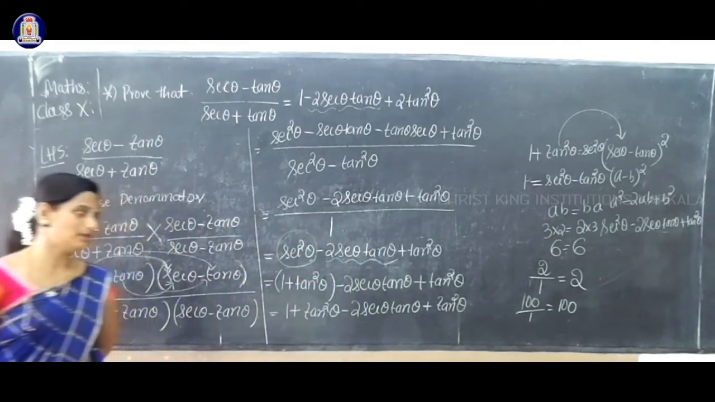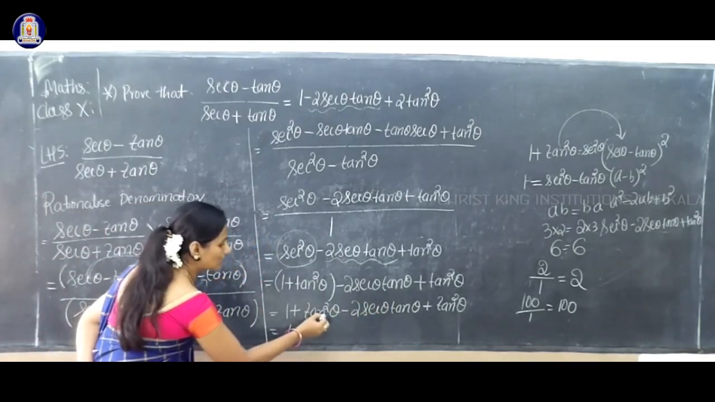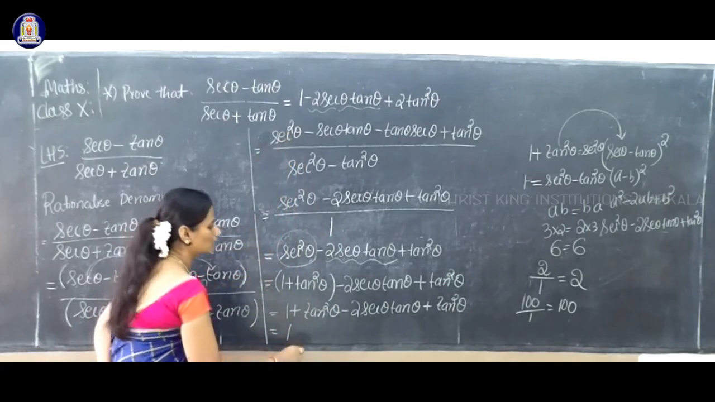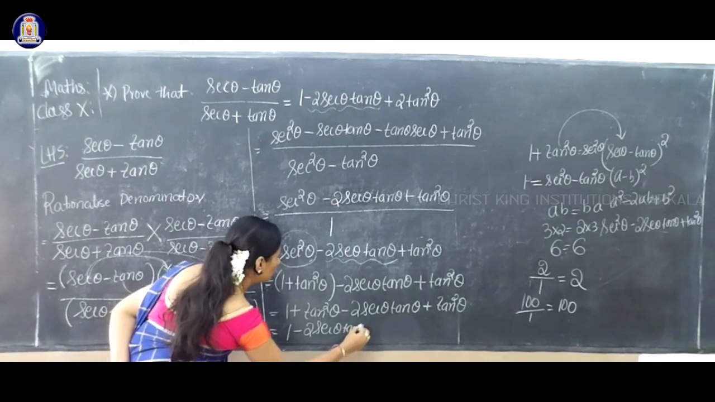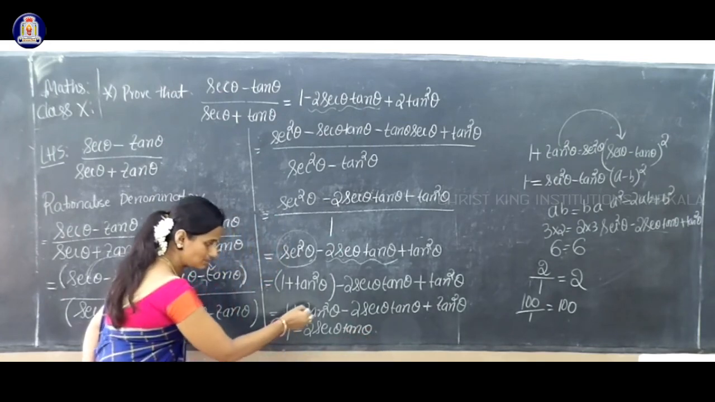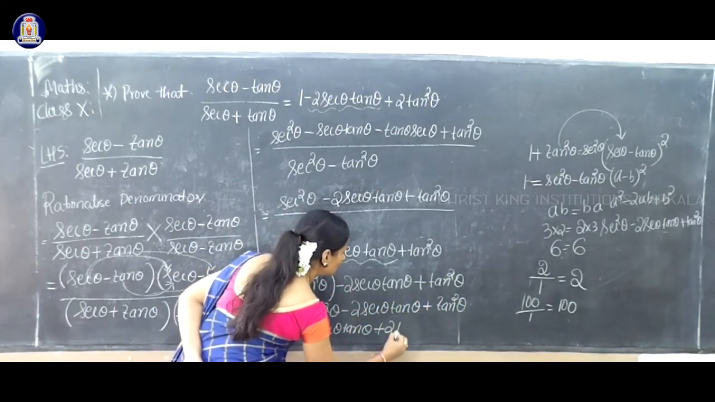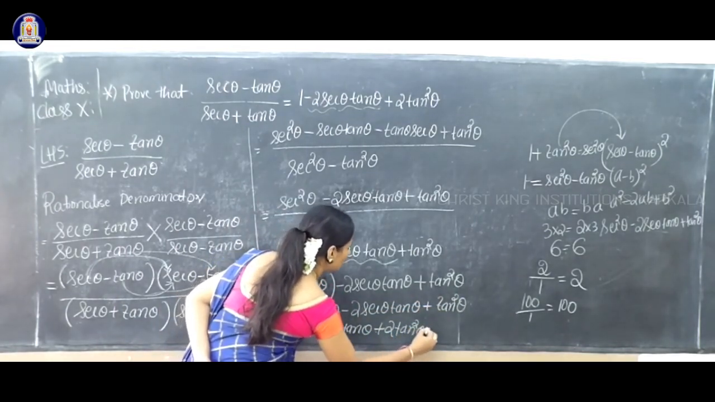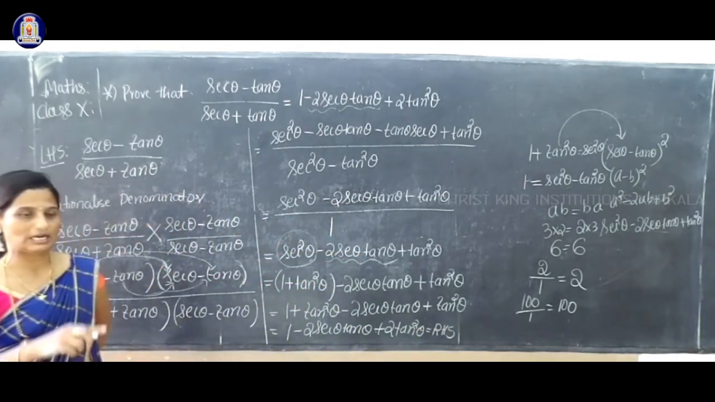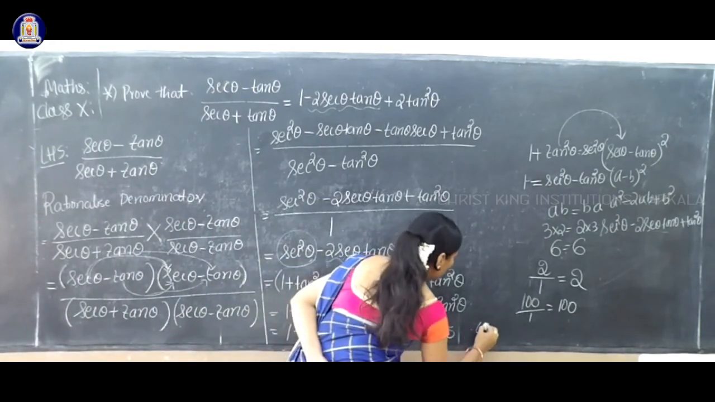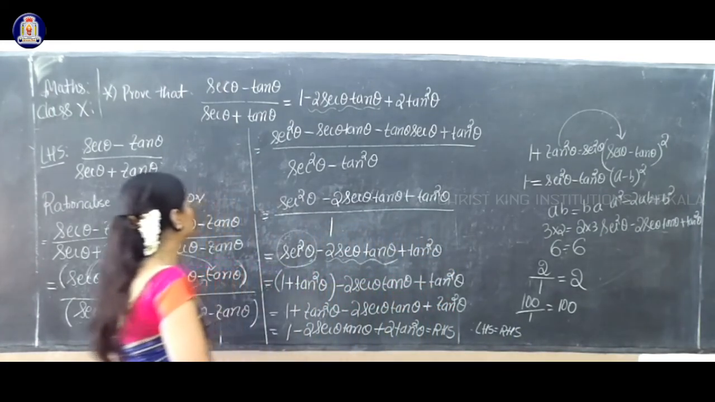Now you can collect some like terms. It is 1. Is there any other 1 here? No. It is 1. Tan square theta. Next we will rearrange according to that. Minus 2 secant theta into tan theta. Now here plus tan square theta plus tan square theta. What is the answer? 2 tan square theta, which is equal to the RHS side. So the conclusion, writing: therefore LHS side is equal to RHS side. So what is the conclusion?